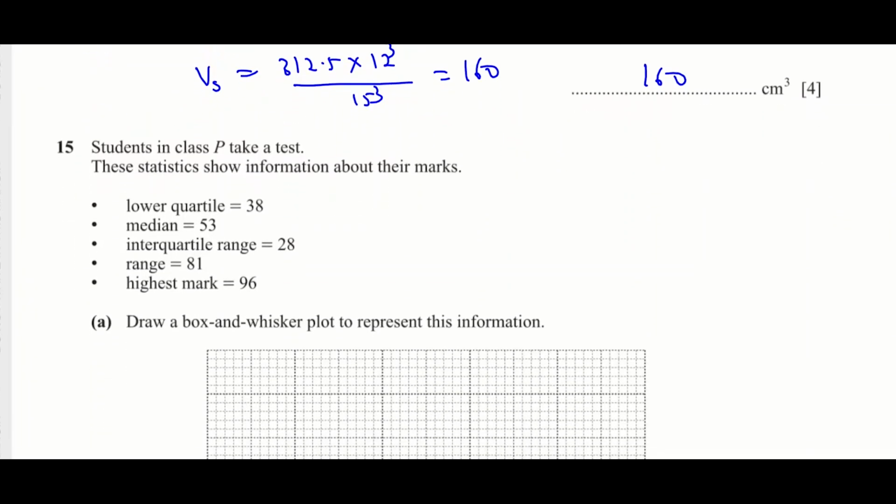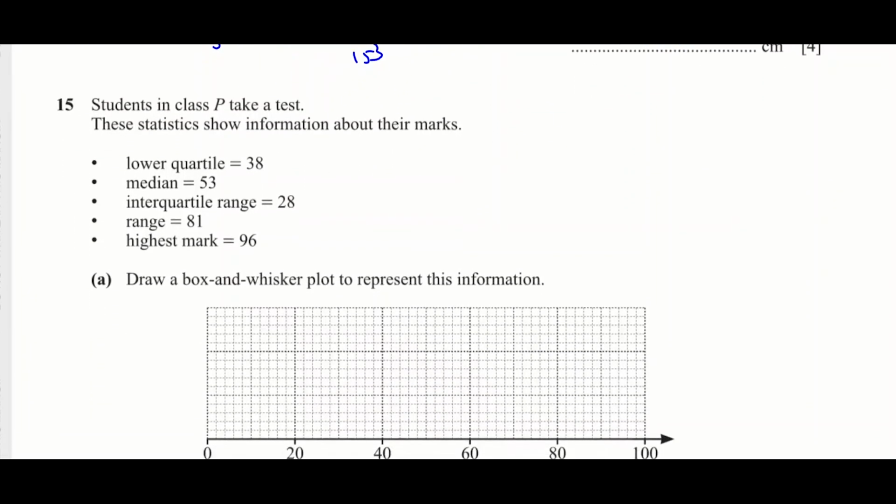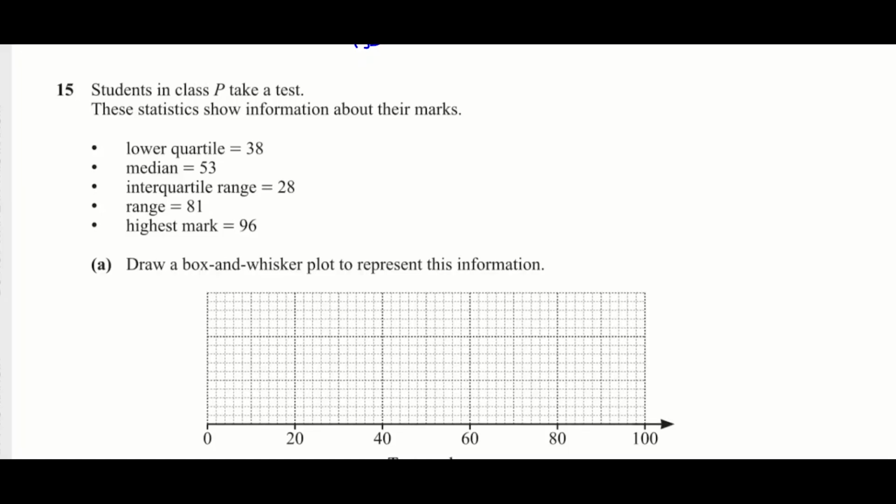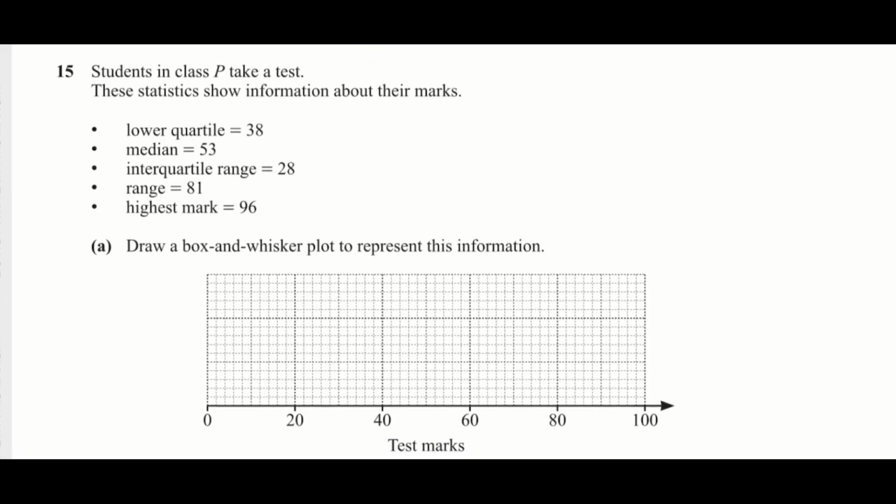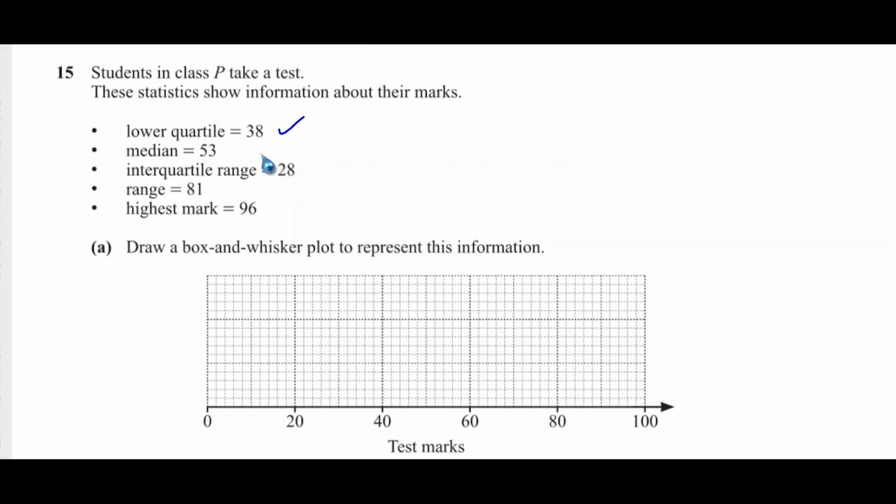Question 15. Students in class P take a test. These statistics show information about their marks. This is the lower quartile, the median, the interquartile range, the range, and the highest mark. So draw a box and whisker plot to represent this information. So we need the lowest mark.